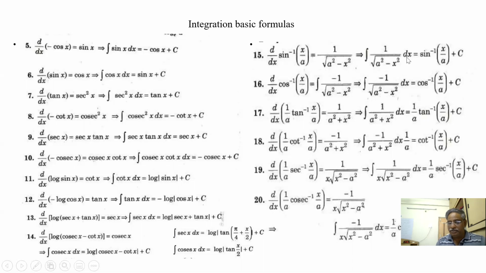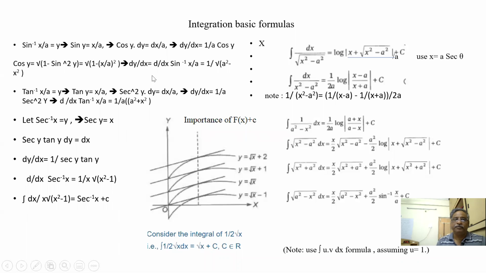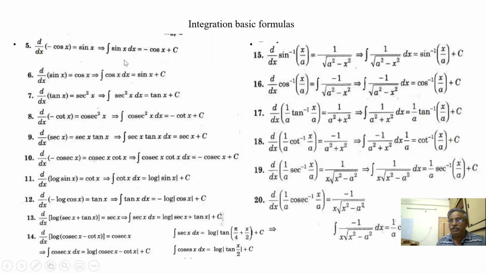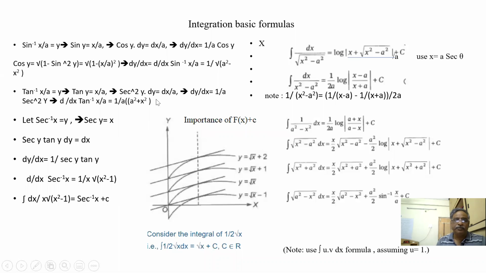So how did we get this? Through this method. I assume sine inverse, whatever right hand side we are getting, you assume it as y. In all the cases, assume them as y. So we will automatically get the result. Suppose, let us say, the secant inverse x by a. Let us say that secant inverse x is equal to y. So what is secant y? It is x.